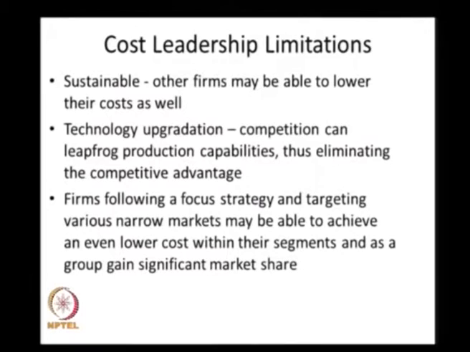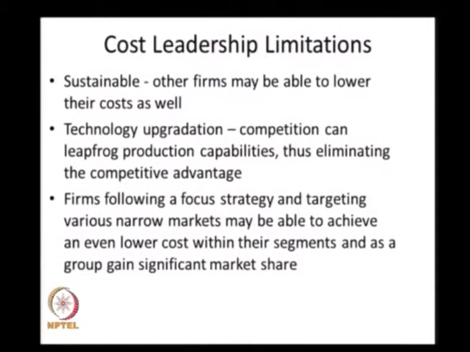Having said that, there are also some limitations for organizations that have cost leadership as their singular focus. Whether it is sustainable, it may or it may not be. Other firms may also be able to lower their costs, because best practices are always available, and as long as those low cost strategies are not easily imitatable, then it is sustainable over a long period of time. But if they are, then other firms may be able to lower their costs as well. Or there might be a disruption in technology, where there can be some leapfrogging activities that can bypass some of the activities which hitherto firms were doing cost effectively, and then it can no longer be a sustainable competitive advantage, because you have a technology substitution that leapfrogs a set of activities.